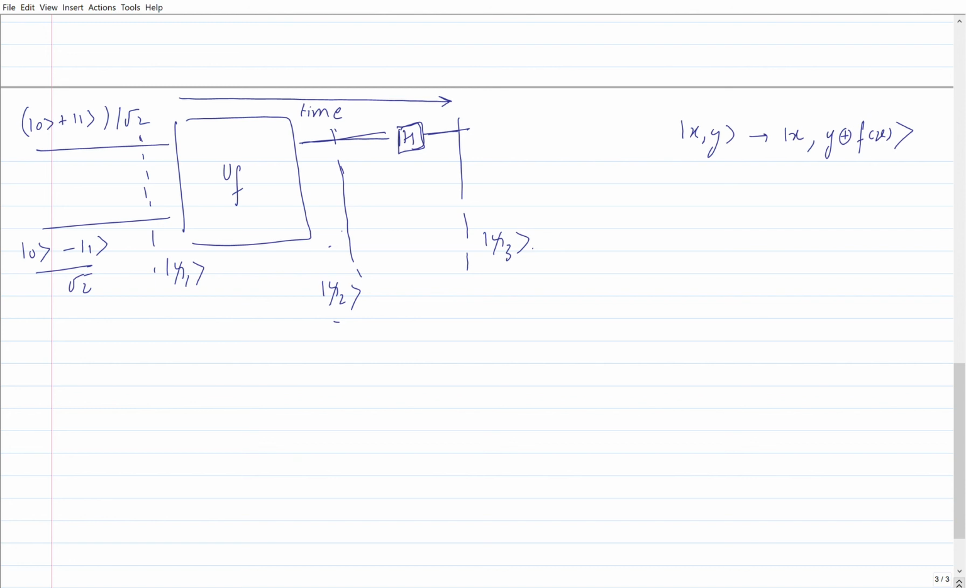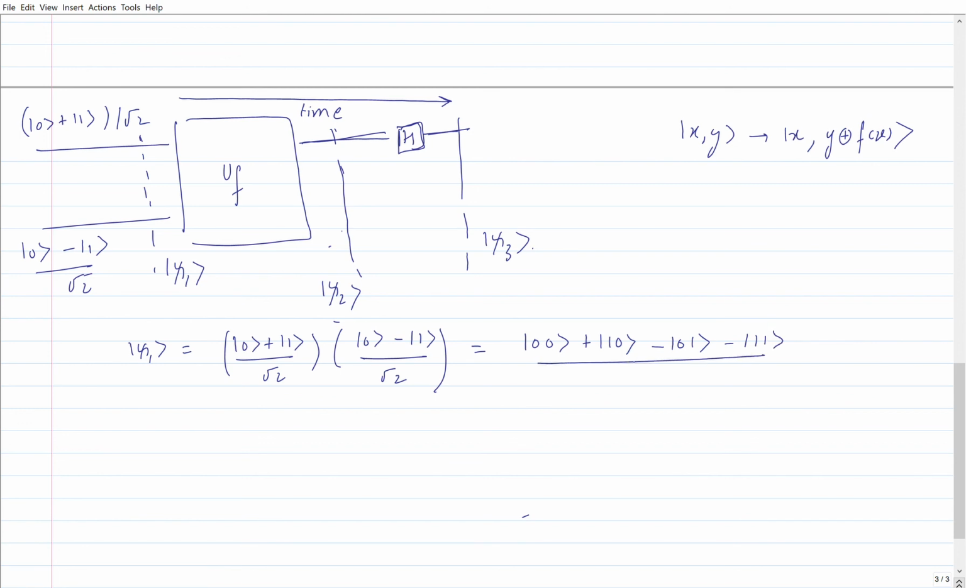Okay, so what is psi1? Psi1 is easy to write. Psi1 is just a tensor product of, which is, I'm just expanding it out. This guy. What happens to psi2?